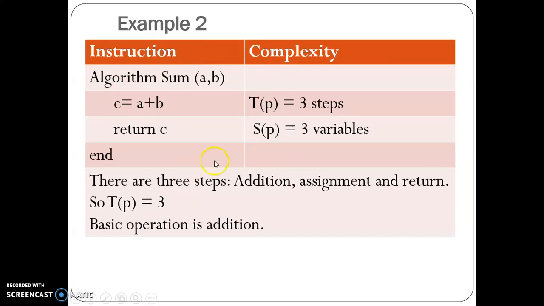Moving ahead to the second example, again we have an algorithm sum which is receiving two arguments A and B, and then we are adding those two variables into C and then returning that value of C. Now here, for the time complexity, there is an assignment operation, one operation, there is a plus operation, two operations, and there is a return operation. So there are 3 steps in the algorithm. And as far as the space is concerned, there are 3 variables, therefore the space complexity is 3 variables.